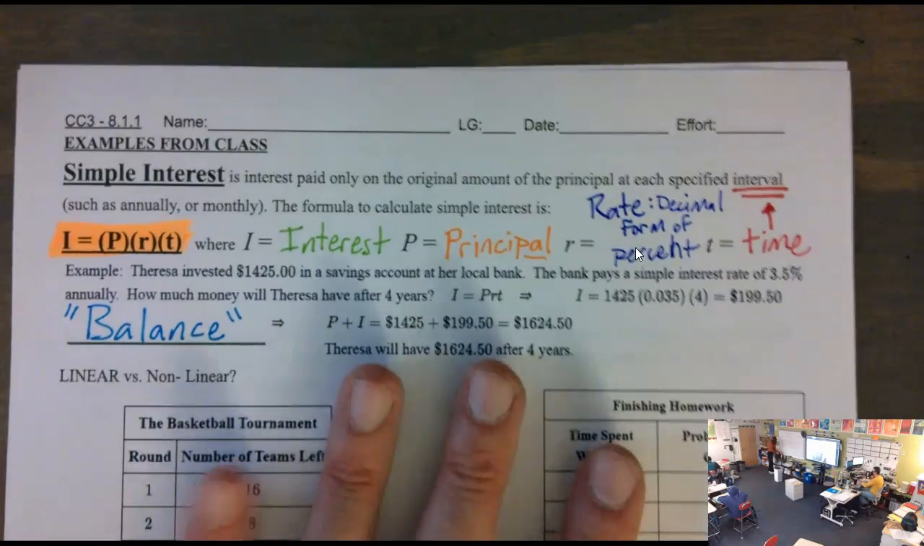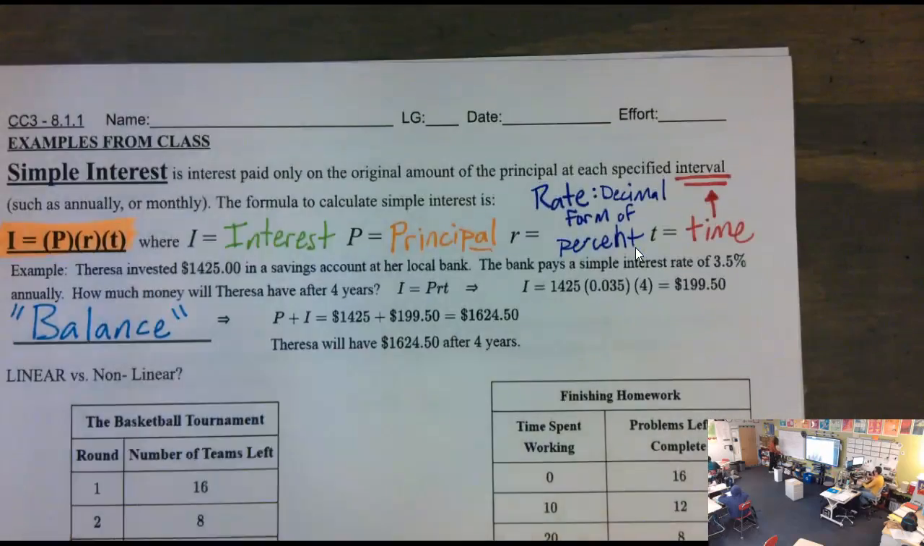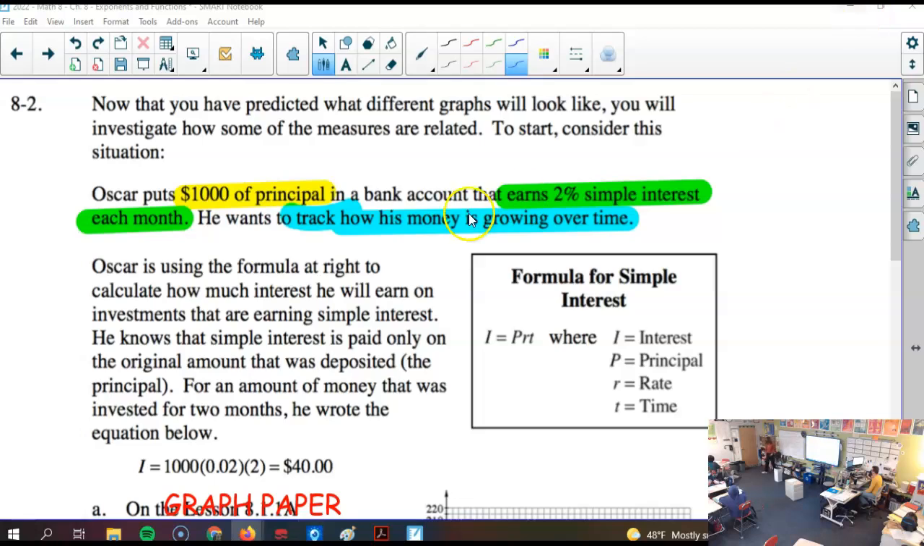So we'll come back to this paper. Keep it out. You need your graph paper now. I just wanted to make sure we got all this written down.